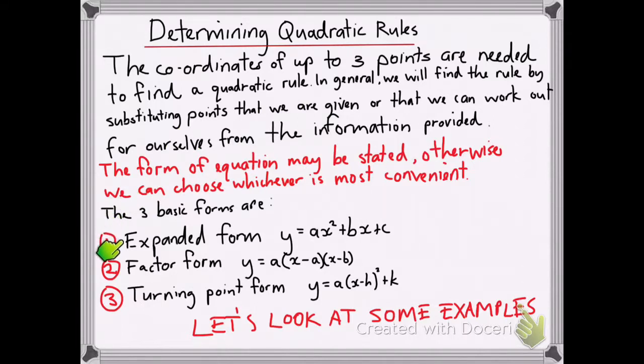The three basic forms are expanded form, y equals ax squared plus bx plus c, factor form, y equals a(x minus a)(x minus b), and turning point form, where we use the letters a, h and k. Just take note that for forms 2 and 3, factor form and turning point form, the value of a is the same. Now let's look at some examples.